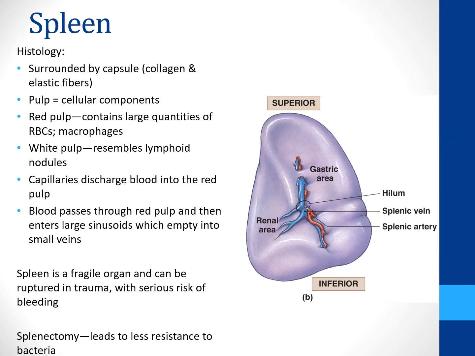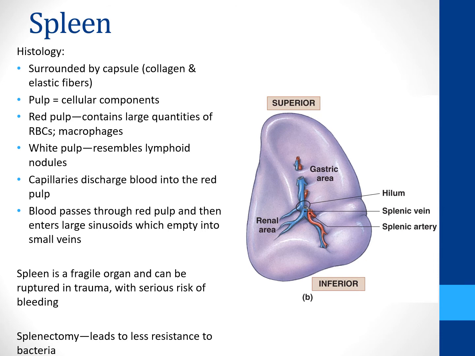The spleen is surrounded by a capsule. The pulp are the cellular components of the spleen. You've got red pulp and white pulp. The red pulp has a lot of red blood cells and macrophages. The white pulp is more of a lymphoid tissue. So the blood is going to pass through the white pulp and then through the red pulp and then into sinusoids, which are going to empty into small veins that will leave the spleen.